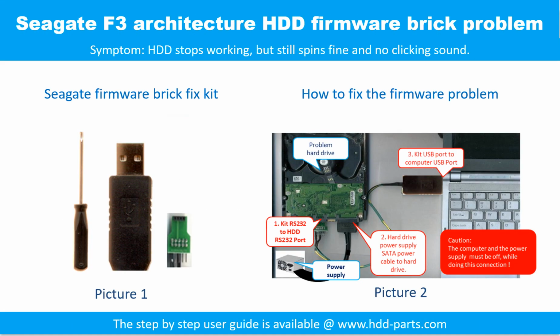Seagate F3 architecture hard drive, firmware break problem. Symptom: the hard drive stops working but still spins fine and there is no clicking sound. Picture 1 shows the firmware break fix kit. Picture 2 shows how to fix the firmware problem. For the step-by-step user information, please go to www.hdd-parts.com.